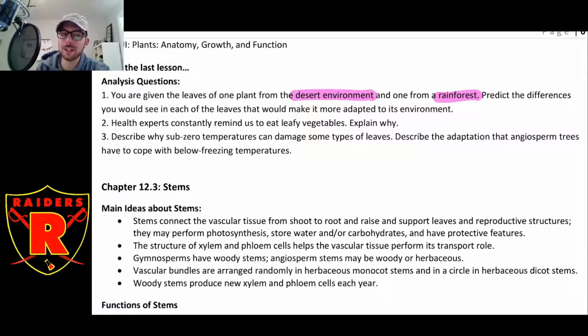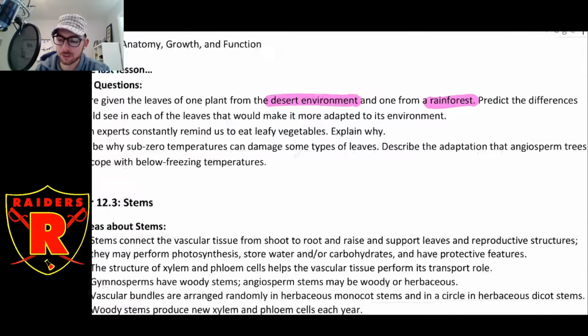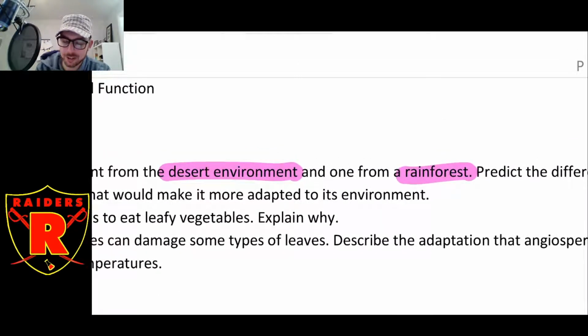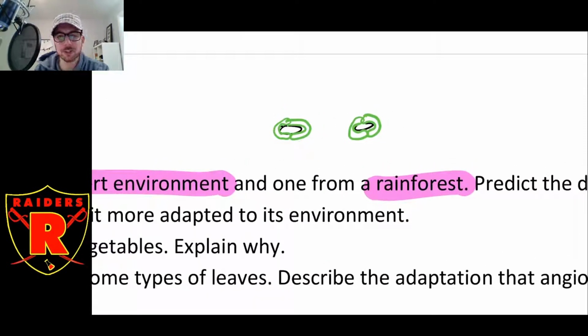So one of the adaptations that leaves have in general is that they have these holes in the bottom, the stoma, which allow gas exchange to occur, and they have those guard cells around the outside that are opening and closing the hole. So in real life, one of the major adaptations that's seen is that how the guard cells open and close is altered, or the number of openings is altered.